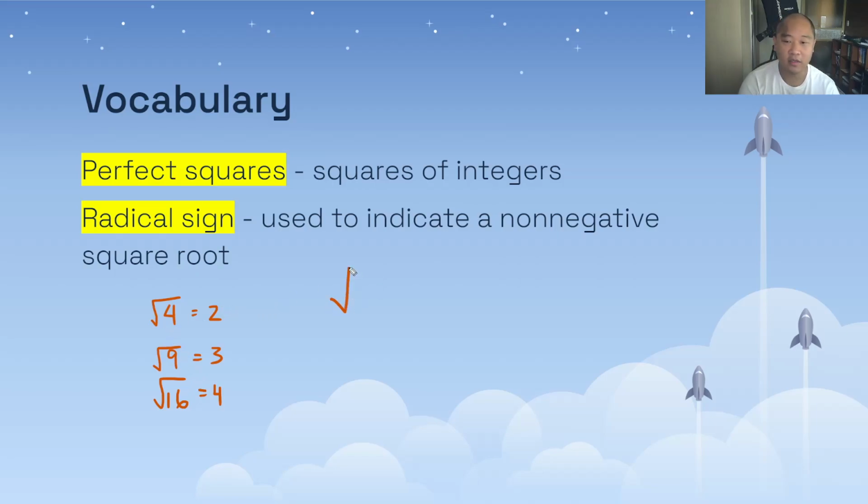This sign right here is called the radical sign, used to indicate a non-negative square root. On my keyboard, I cannot make this symbol. The one that my computer uses looks like this, and then there'll be a number here. It means the same thing. You'll see in a second here.